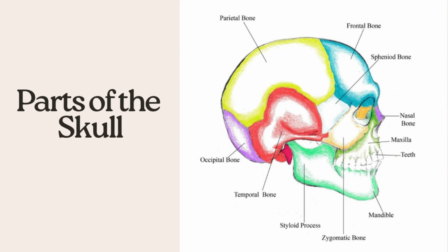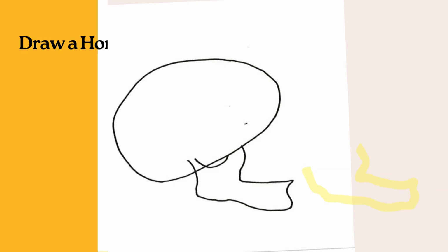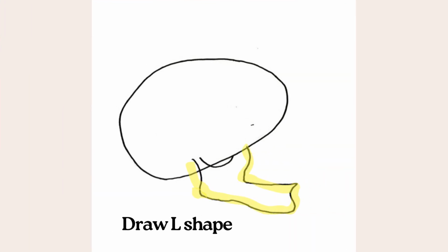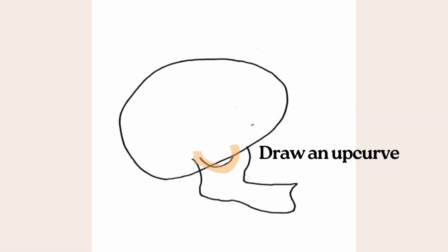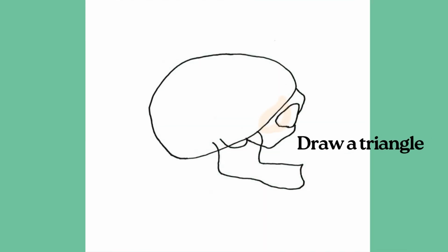Now, let's draw the skull. Draw a horizontal oval. Under the oval, draw an L shape with a shorter vertical line and longer horizontal line. Then, draw an up curve between the L shape, placed at the bottom of the oval. Draw an up curve starting from the right side of the small up curve to the right curve of the oval. Draw a circular triangle between the up curve and the oval.